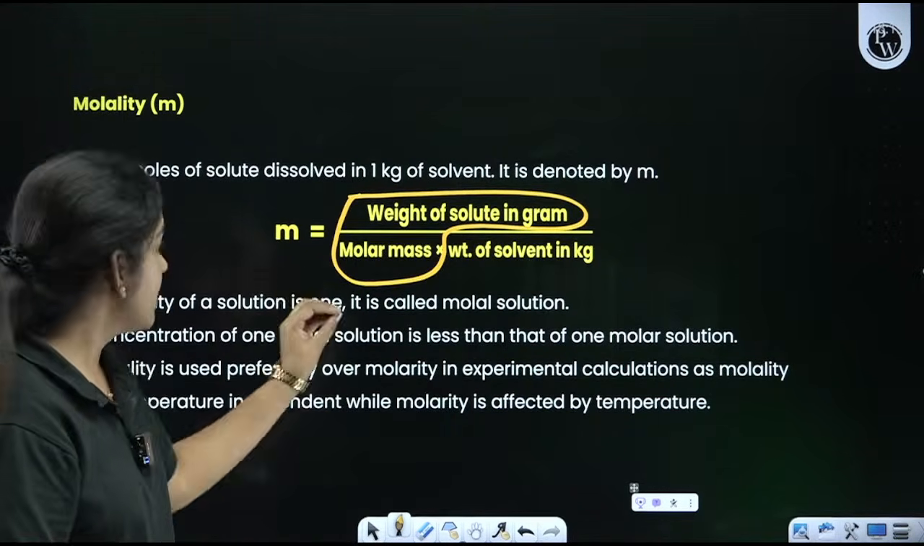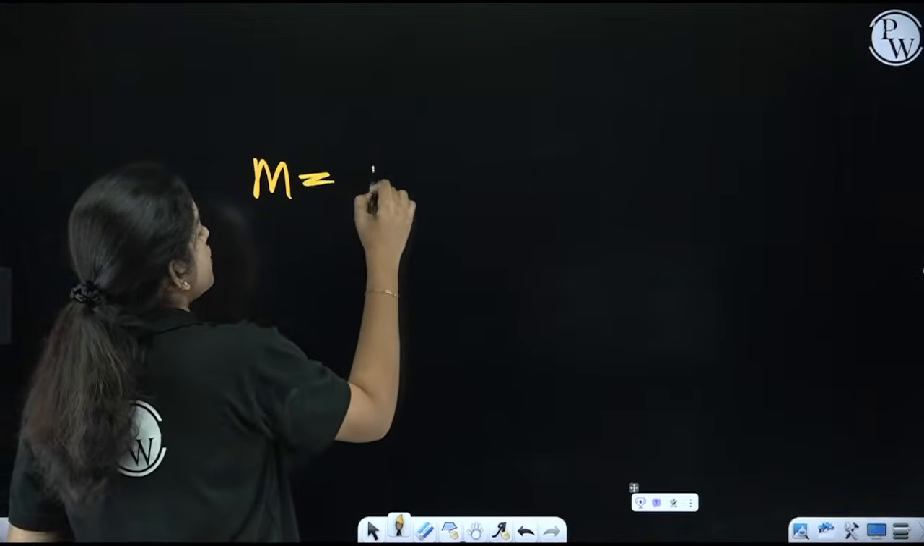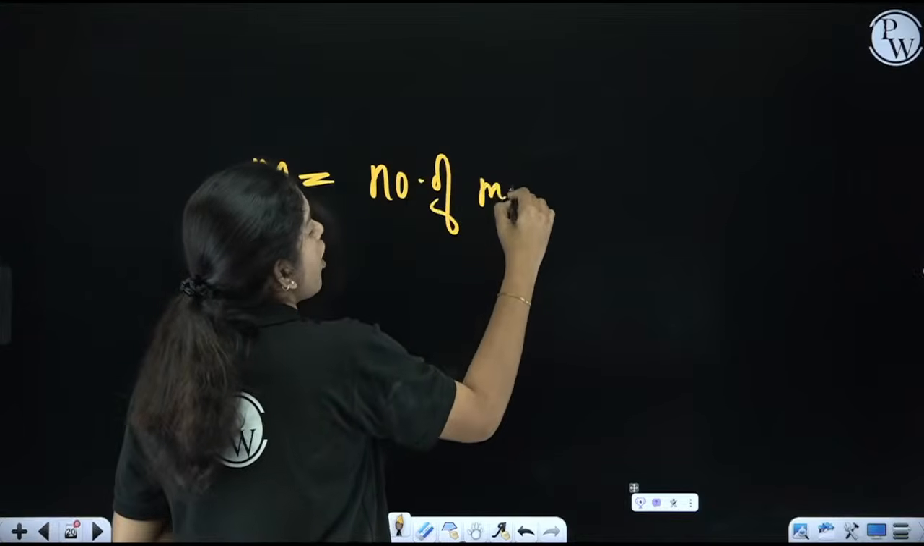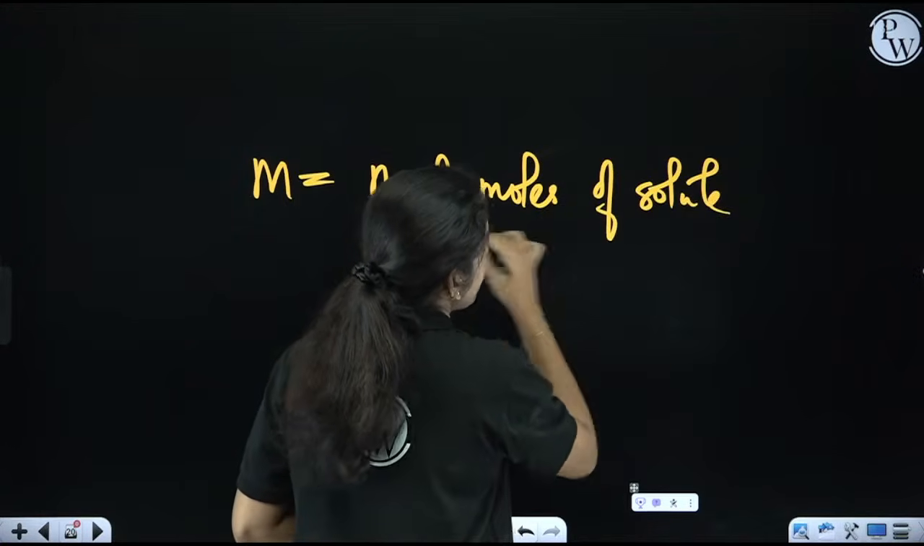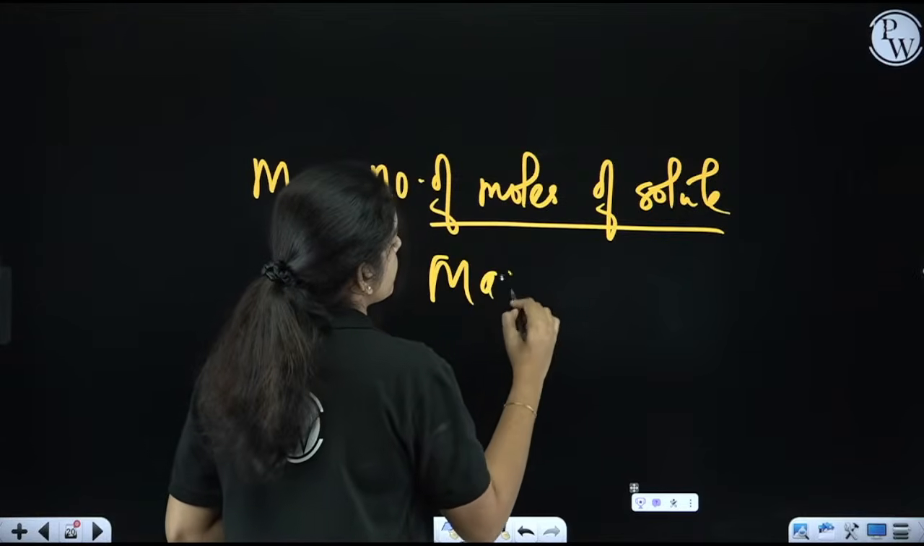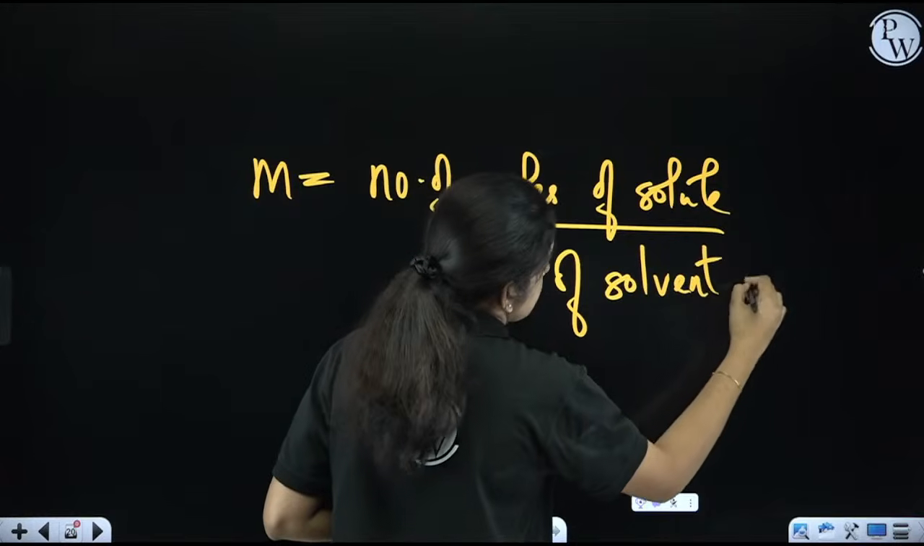Okay. So learn it. Molality is given by the equation: small letter m equal to number of moles of solute divided by mass of solvent, not solution.